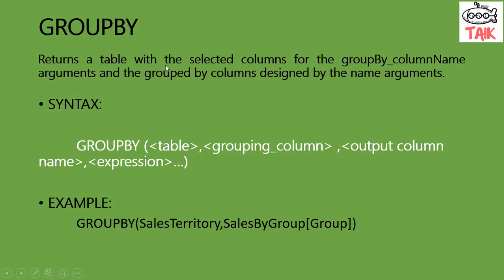GROUPBY returns a table with a selected column for the group by column name arguments, and the group by column designed by the name arguments. The expression syntax is GROUPBY, the table name, grouping column name, then output column name, and then the expression. So this is the example here. Now let's go into the practical.